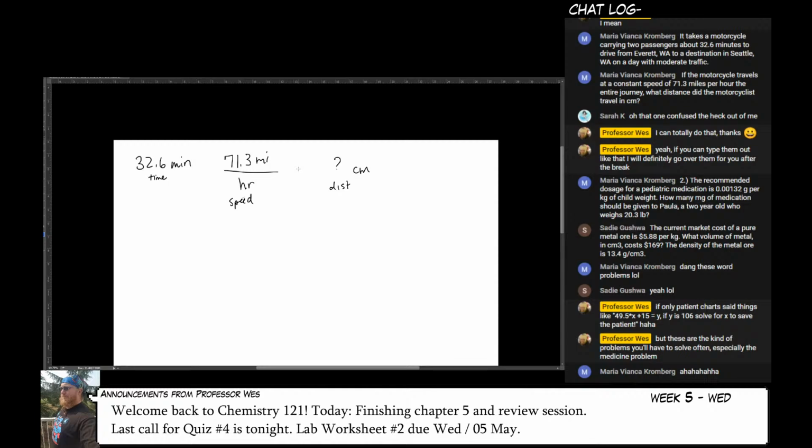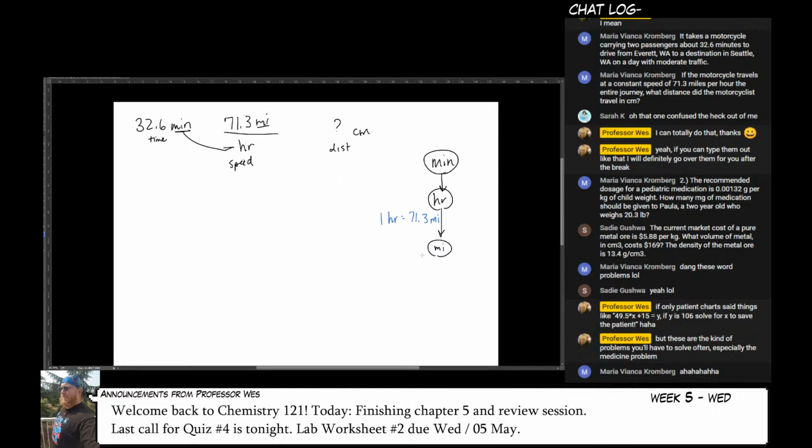All right. So the way that you can do this is if you know how much time you're using. Time can be turned into a distance by using the speed, right? If I have the number of minutes, I could turn that into hours, which I can then turn into miles using the speed. The relationship here is that in 1 hour, the motorcyclist goes 71.3 miles. And if I know how many miles I'm going, I can then get to centimeters somehow. So we'll do miles to feet to inches to centimeters.